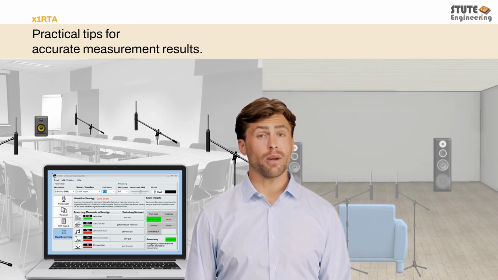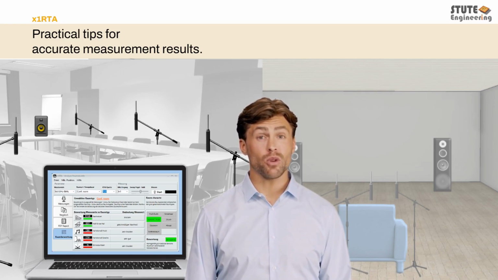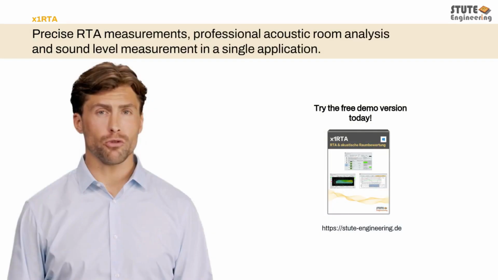characteristics even more precisely. Now let's talk about proper microphone positioning. For meaningful results, microphones should not be placed directly against walls or in room corners, but should be evenly distributed within the relevant listening area and represent typical listening positions. Ideally, the microphone height should be at ear level, about 1.2 meters for a seated position and about 1.7 meters for a standing position. The recommended minimum distance between the loudspeaker and the microphone is automatically calculated for you by X-1 RTA.